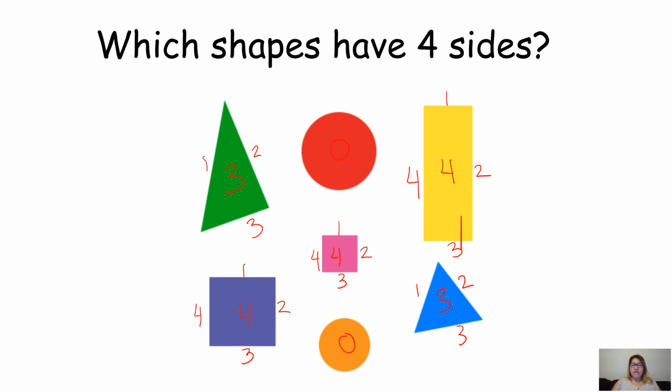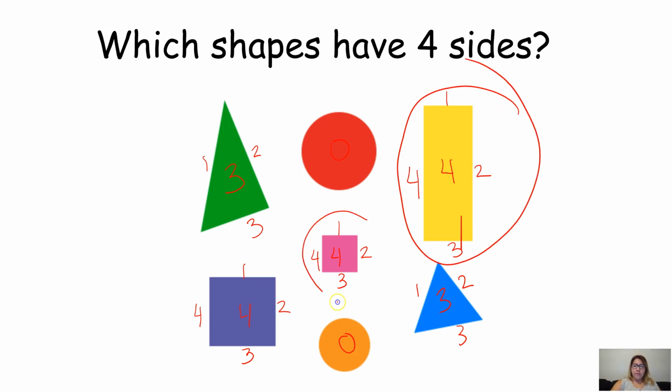So which shapes have 4 sides? Well, let's circle. This one has 4, 4, 4. Which is the 2 squares down here, the purple and the pink. And then we have the yellow rectangle that has 4 sides.